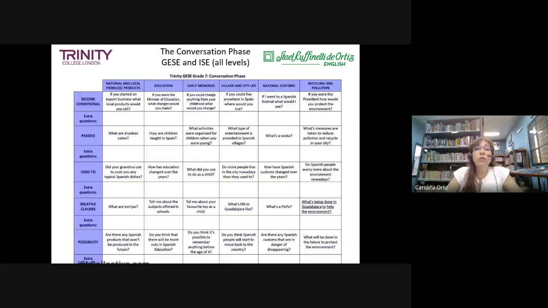If you concentrate on GC level, like on GC 7, which is going to be at the intermediate level, take a look at all the grammar aspects that we are going to consider, like second conditional, for example, passive voice, used to, relative clauses. We want to make a rubric so that we know what language we are expecting at this stage.